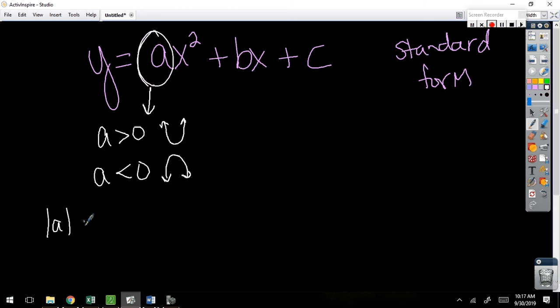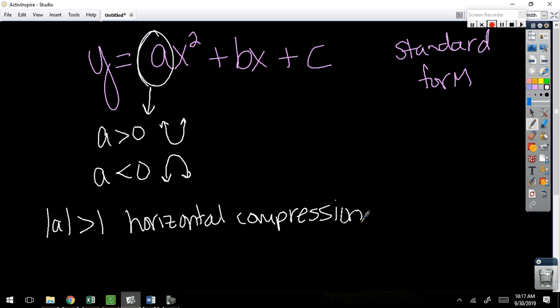If the absolute value of A is greater than 1, it is a horizontal compression, which means it shrinks it in, right? It gets to be a really skinny graph. It maybe goes from this to this. So the bigger A gets, the narrower the graph gets.